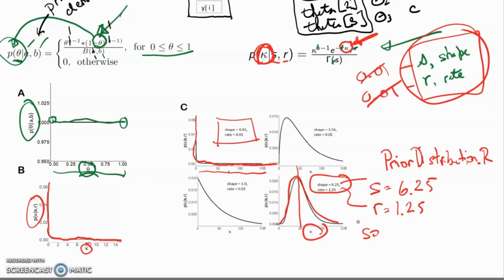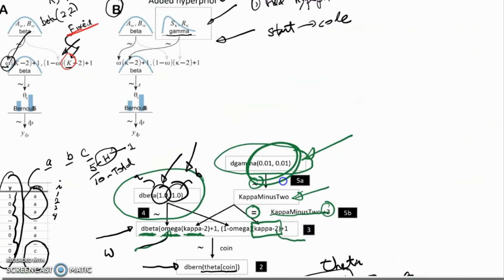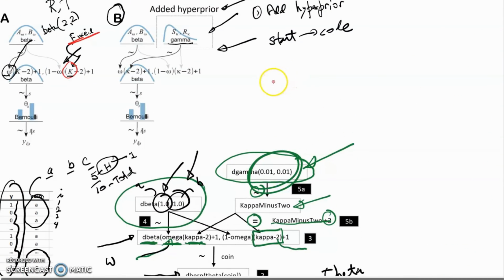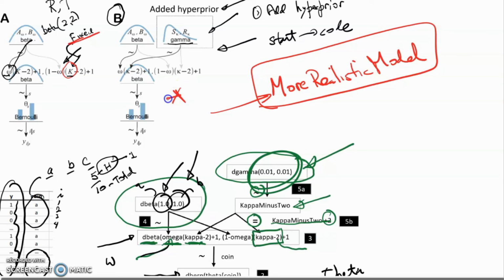So in any event, that's just a very brief introduction to what in Kruschke he titles as the more realistic model. This is an introduction to this more realistic model that talks a little bit about the flow chart, and in the next video, we'll begin to see some of the code.